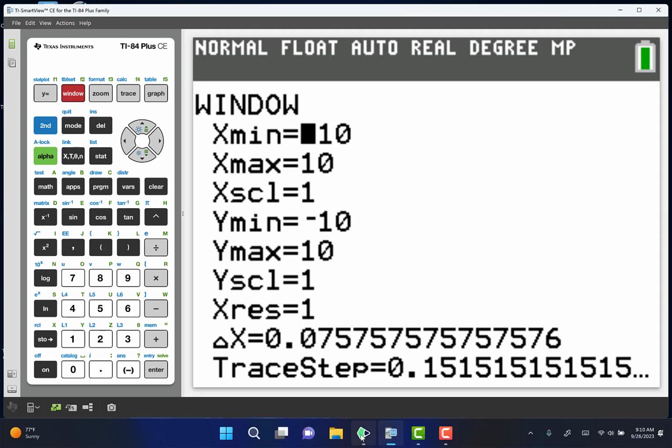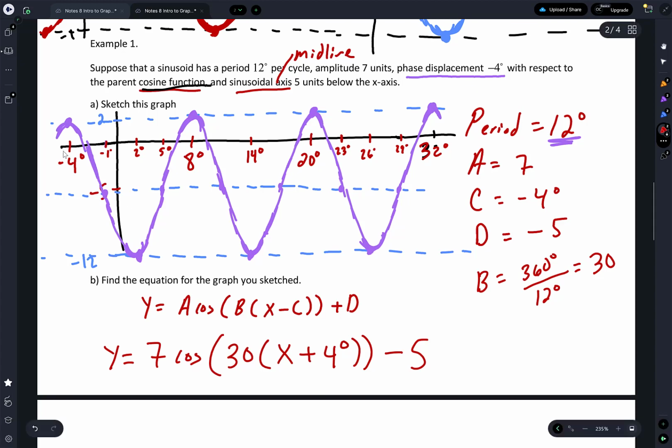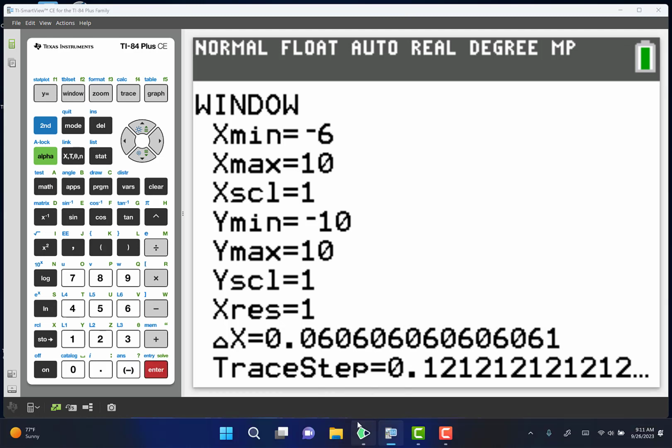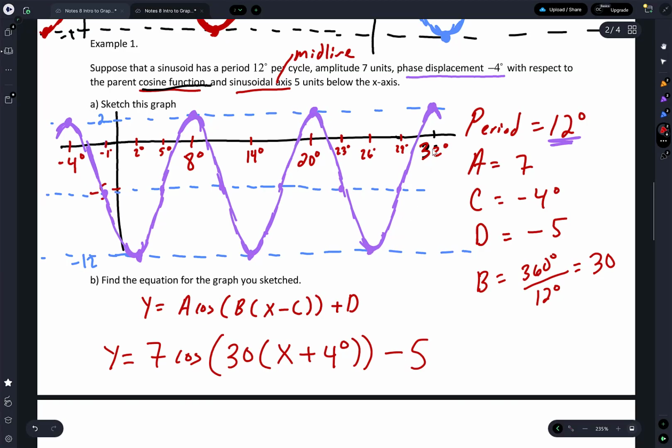So let's look at my graph. Notice the smallest X value is -4. I want to go a little bit more to the left of that because I want to see a little more. So I'm going to put like -6. So -6, enter. X max, well, I come over here. The biggest I have is 32. So I want to go a little bit to the right of that. So I'm going to put 35.